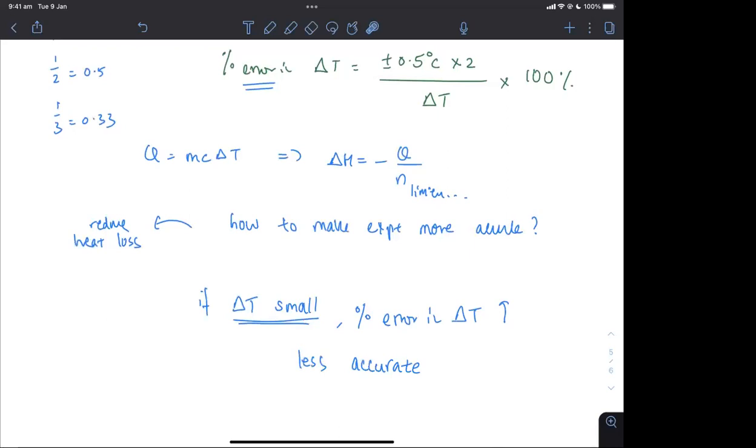So typically the exothermic or endothermic reaction in the lab is probably an increase of 10, increase of 20. If you increase by 0.5 degrees Celsius, you don't know whether there's experimental errors or whether there is an actual thing manifest from the experiment. Yeah, I hope you understand that.